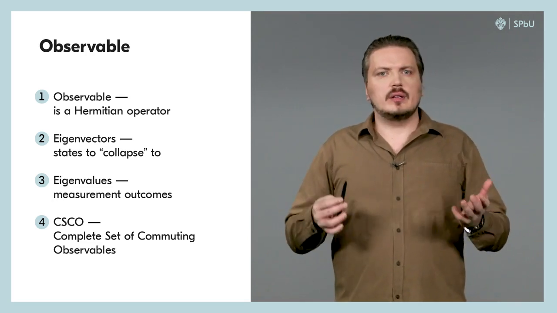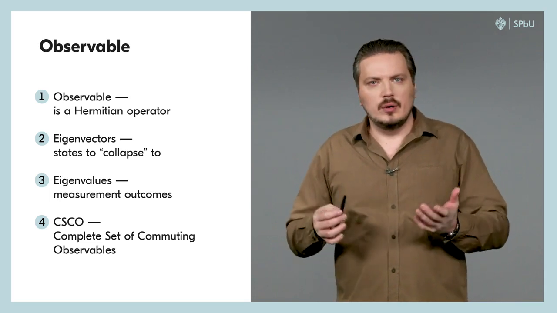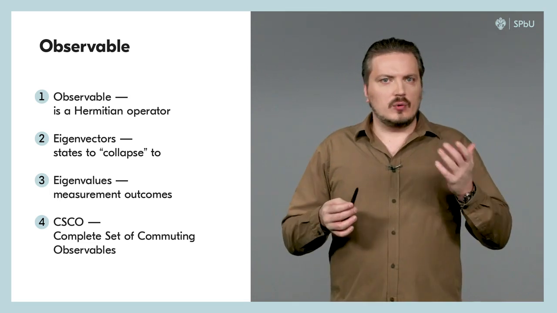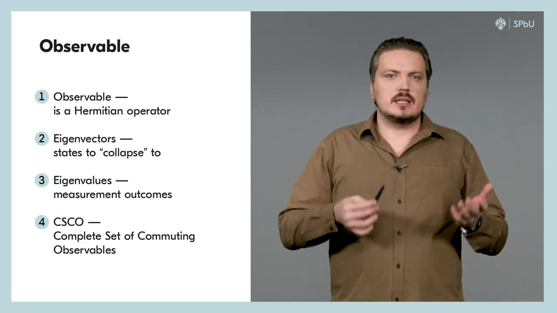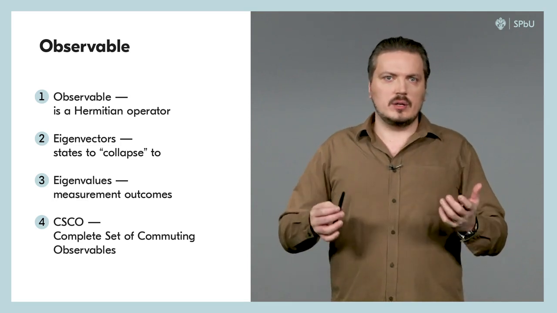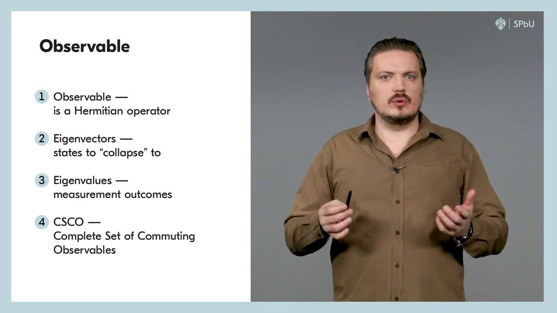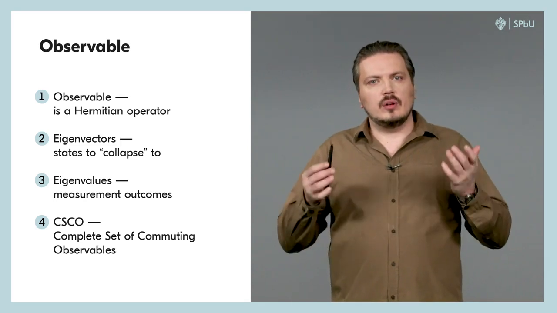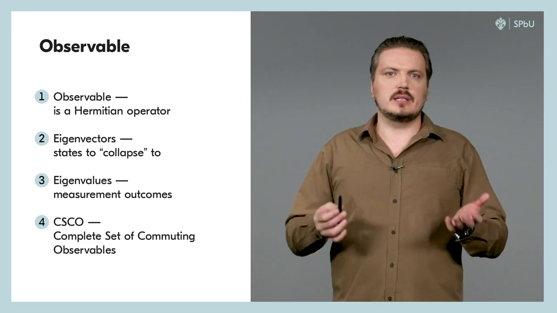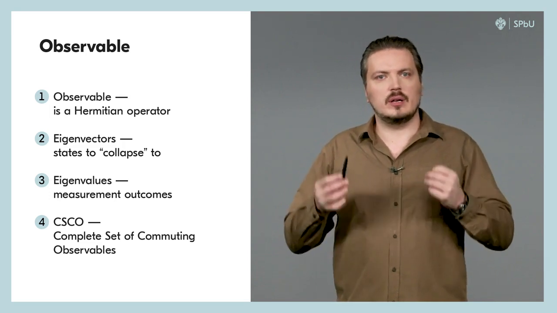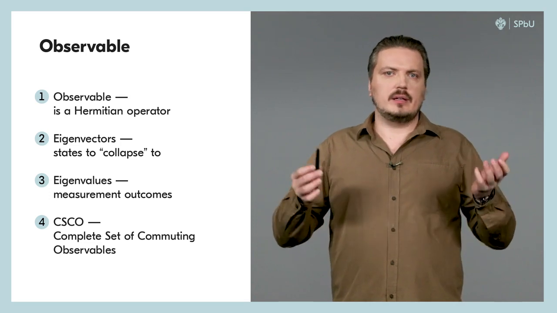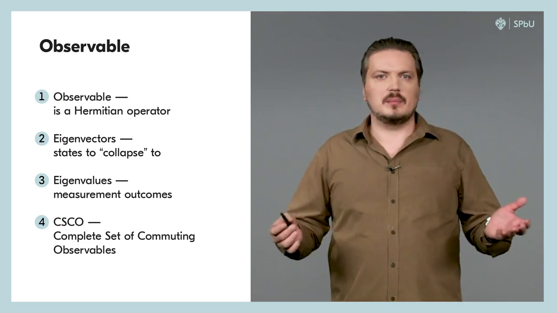Such sets are called CSCO, the complete set of commuting observables. However, we are not going to discuss these CSCOs further here, since most of the observables we are going to use have all non-degenerate eigenvalues, thus representing a complete set of commuting observables alone. I believe that it is time to observe some examples.